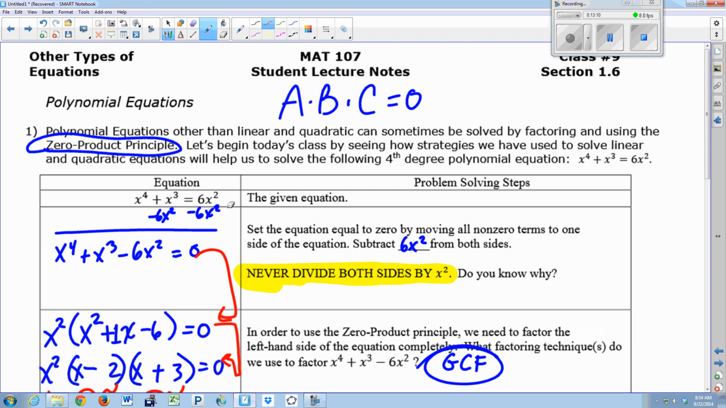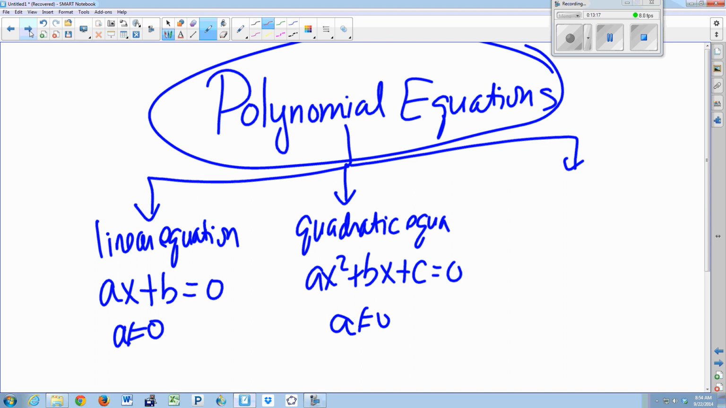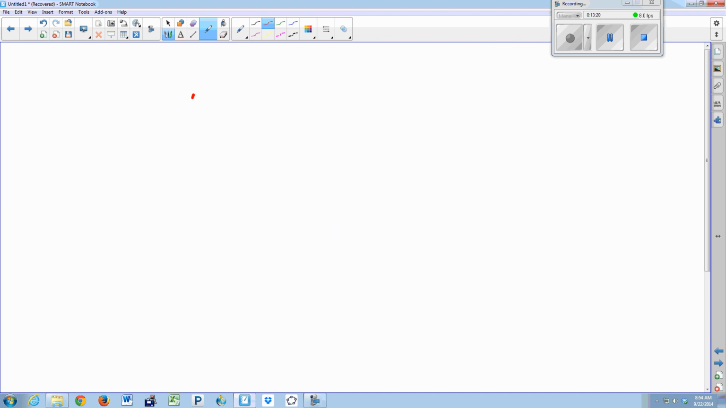The other thing that you would do if you were to divide both sides of this equation, let's take another look at it. Let's throw another page in here. So what is it? X to the 4th plus x cubed minus 6x squared equals 0. Okay.